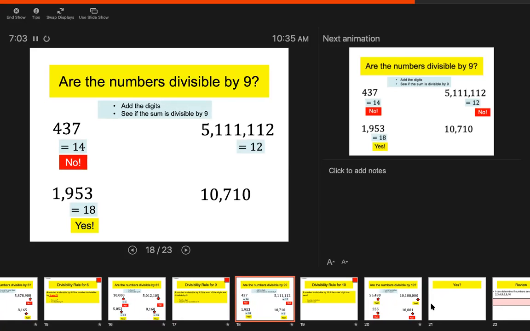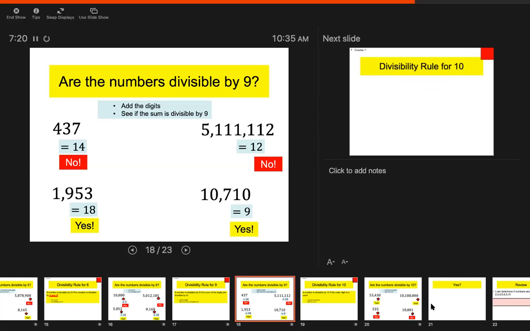Remember, this one was divisible by 3, but it's not divisible by 9. So just because it's divisible by 3 doesn't mean it's automatically divisible by 9. The last one, that's an 8, that's a 9. Yeah, that one works. Yes? The date is the 3rd.